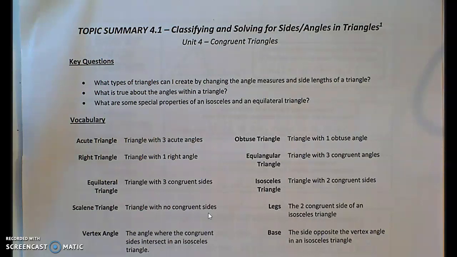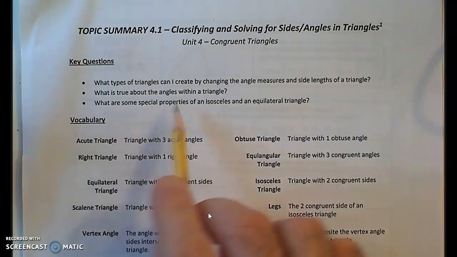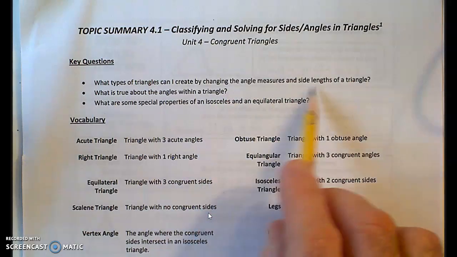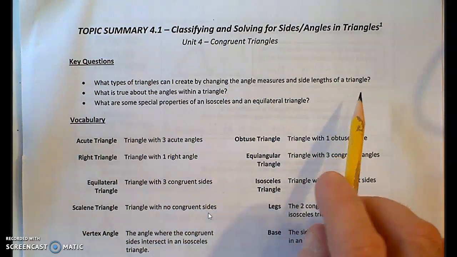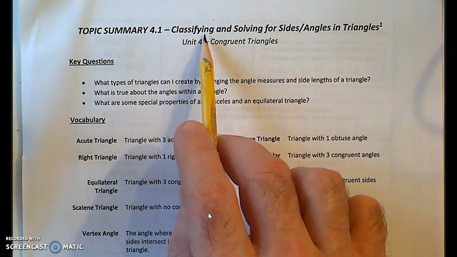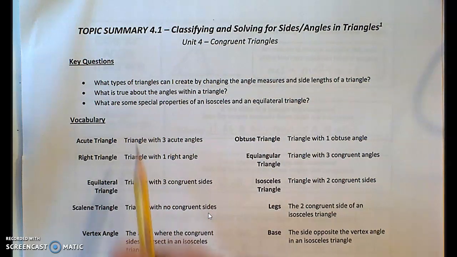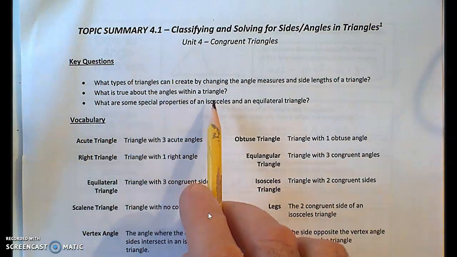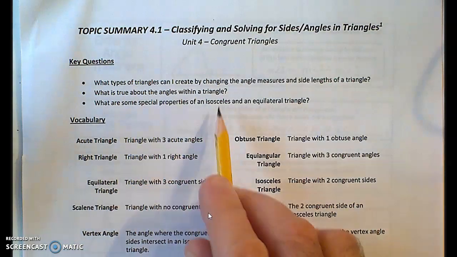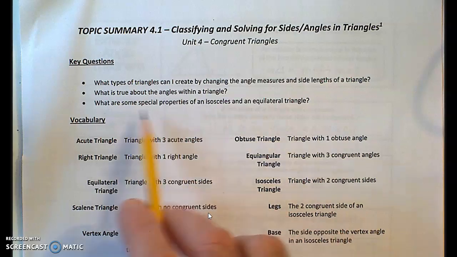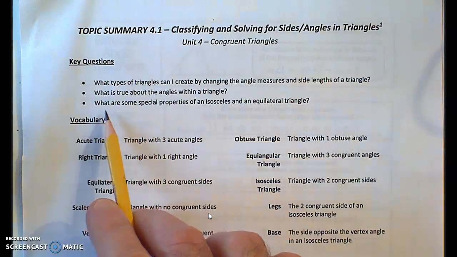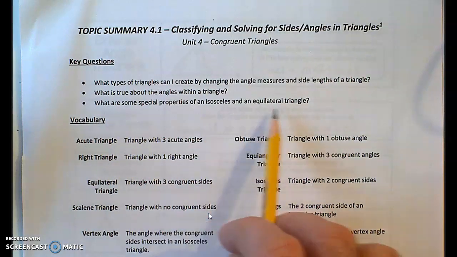The questions here for us today are, what types of triangles can I create by changing the angle measures and side lengths of a triangle? So basically, we're going to classify different types of triangles based on their angle measure and their side lengths. What is true about the angles within a triangle? We've heard of that before. How do those three angles relate to each other? What can we tell about their sum? What are some special properties of isosceles and equilateral triangles?